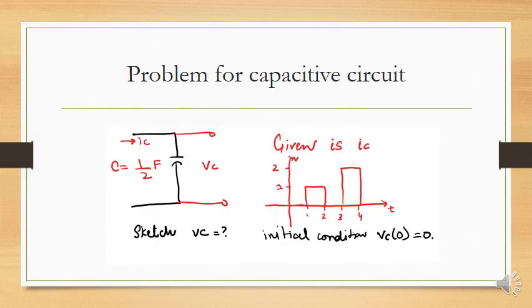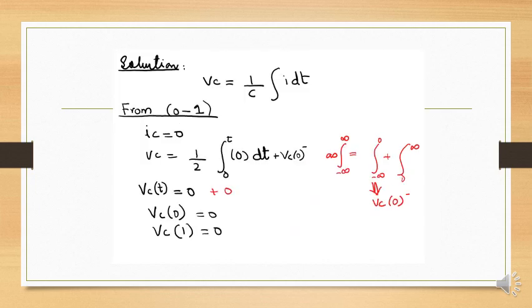So my first circuit is a capacitive circuit in which we are given IC, and this is the waveform for IC. What we have to find out is to sketch the output waveform for VC. Now, as you know, when we have to find the value of V when a capacitive circuit is given, the formula for that is this formula.